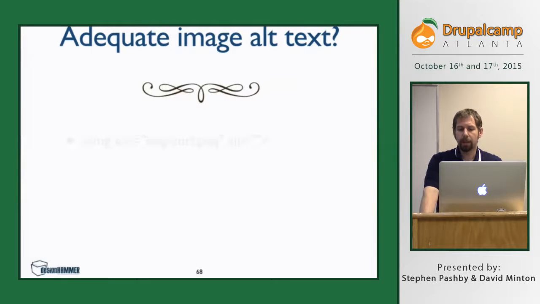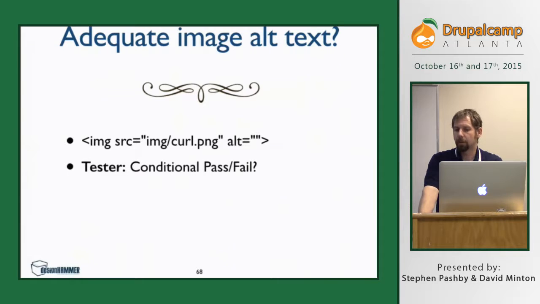So here we have an example where we have alt text there but blank. So the tester, conditional pass or failure, it doesn't quite know. But this is compliant, because now we have the alt tag there. We know what's going on, but since it's not conveying information, it should be blank, and the screen reader should be able to skip over it.